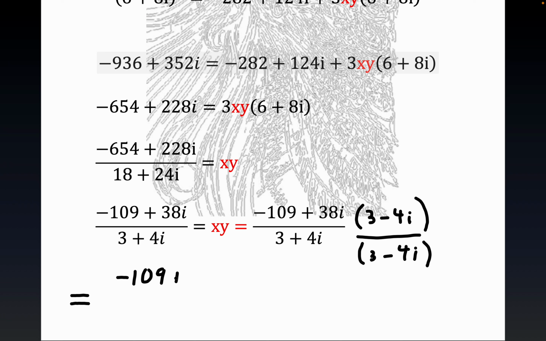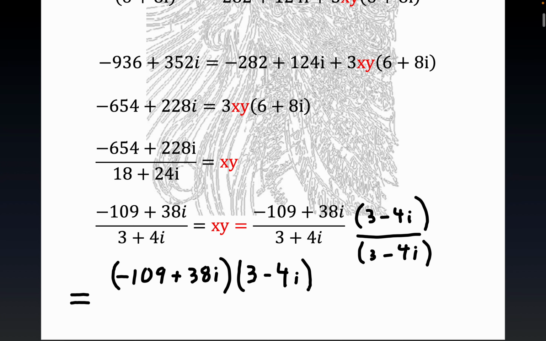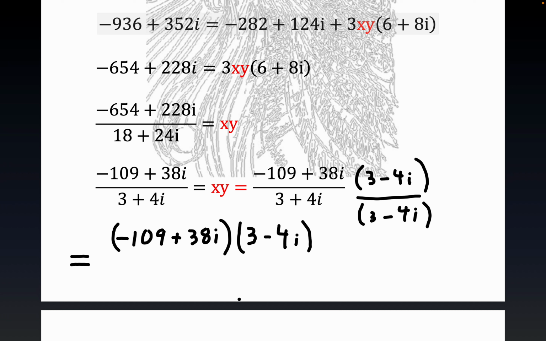plus 38i. Okay, let me wrap that in parentheses, times 3 minus 4i upstairs. I'm just recopying what I did. Now downstairs, at the bottom of all of this, you're just going to have 25.